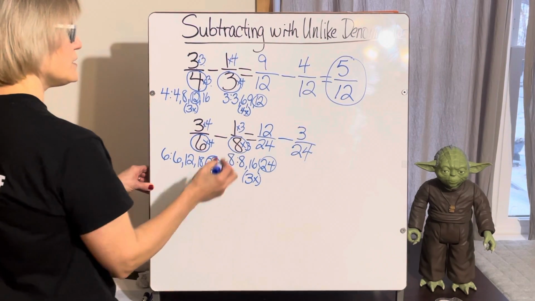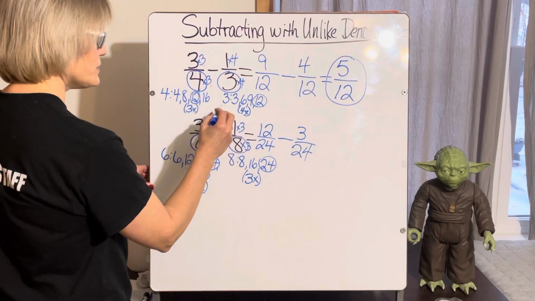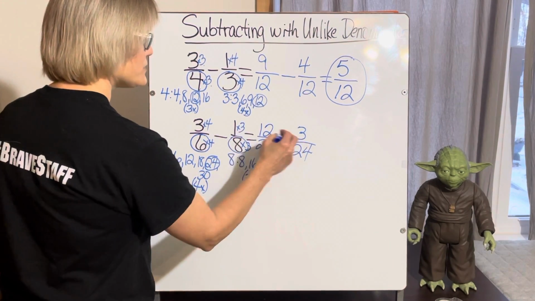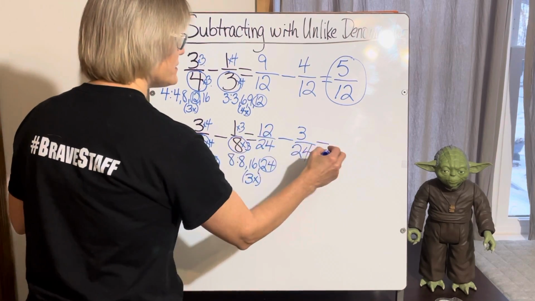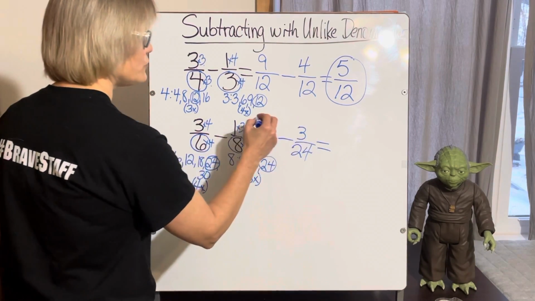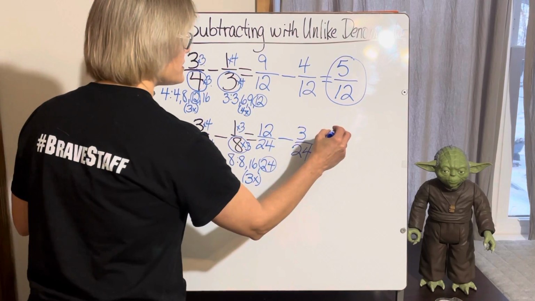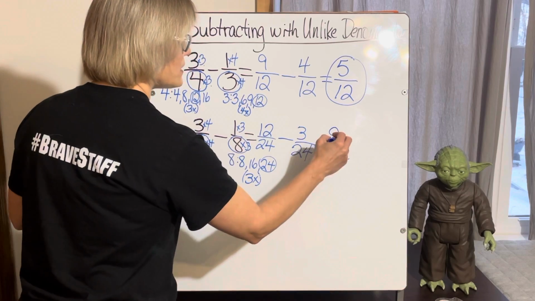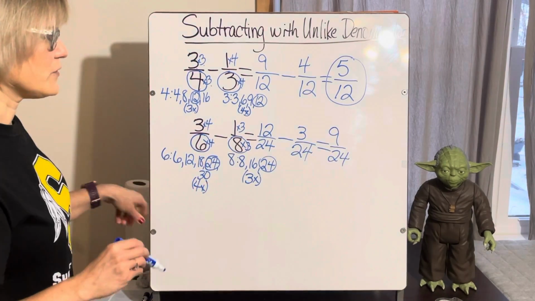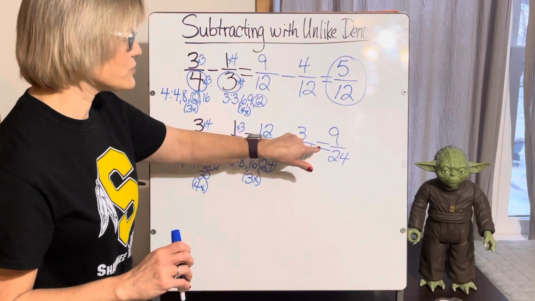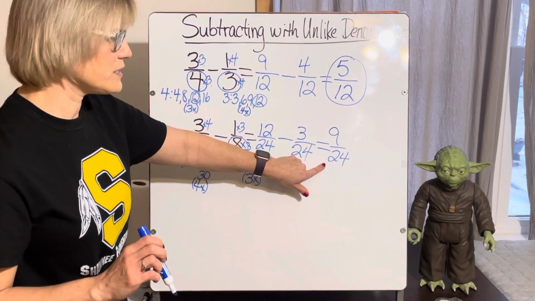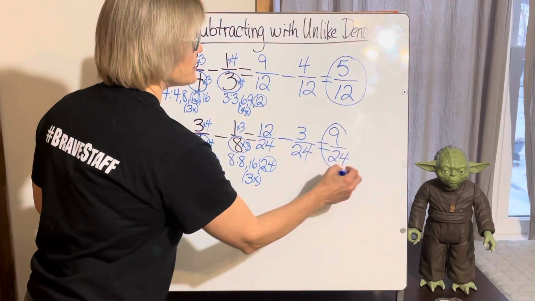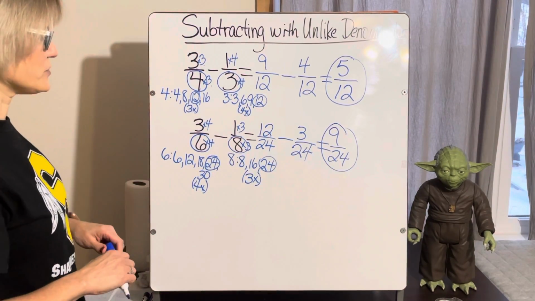So I did step 2. And now I'm ready to do step 3. So I have my subtracting to do. I subtract my numerators. 12 minus 3 is 9, and drag my denominator across. 9/24. Now, I have to check, is this an improper fraction? Is my numerator larger than my denominator? No, it is not. So I don't have to change that to a mixed number. I simply circle it because that's my answer.